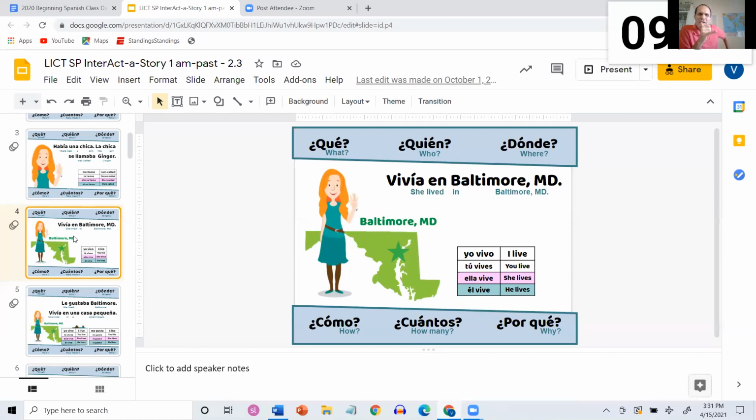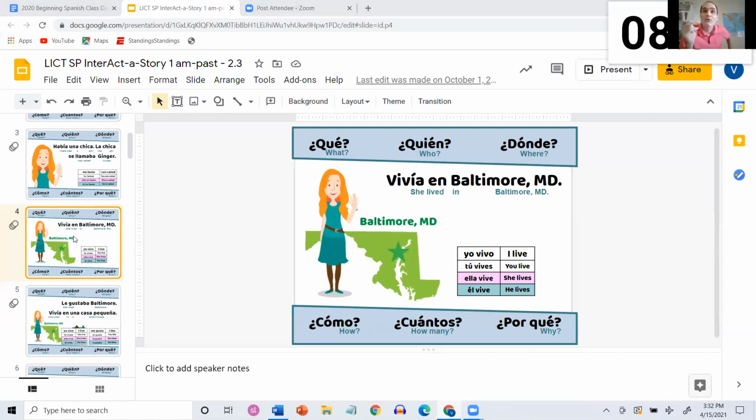Y Ginger, ¿tú también vivías en Hawaii antes de Baltimore? No, antes de Baltimore, yo vivía en Dakota del Sur. Oh, tú vivías en Dakota del Sur antes de Baltimore. Oh, muy bien. ¿Y te gustaba vivir en Dakota del Sur o no te gustaba? Me gustaba vivir en South Dakota porque hace frío. Oh, a ti te gustaba vivir en Dakota del Sur, South Dakota, porque hacía frío.